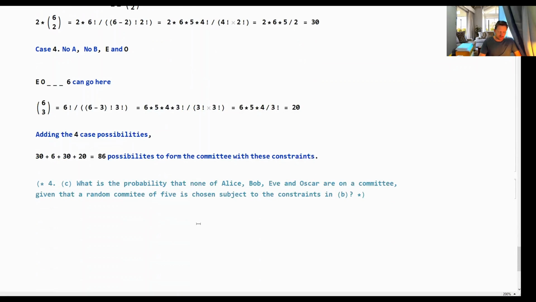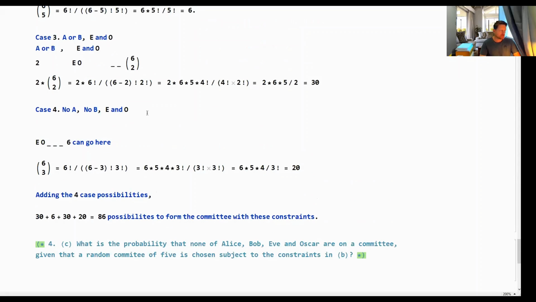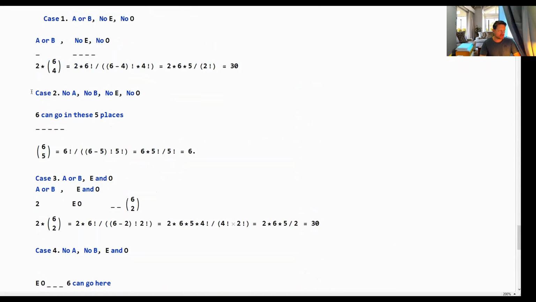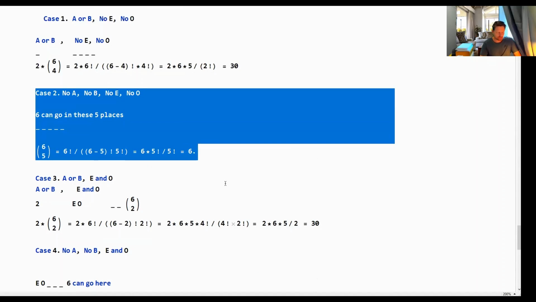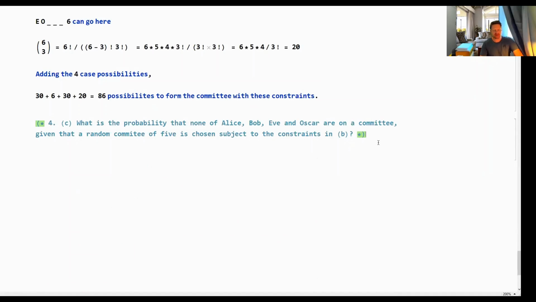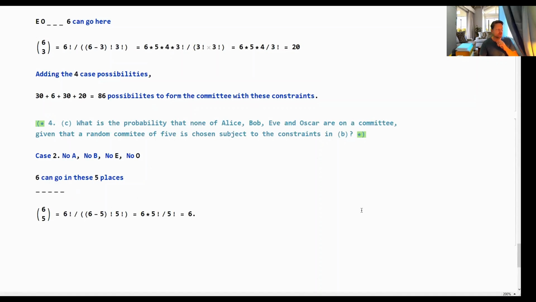Okay, good. So last question on here. What is the probability that none of Alice, Bob, Eve, and Oscar are on a committee given that a random committee of 5 is chosen subject to the constraints in part B? What we have to do is notice which case this refers to: none of Alice, Bob, Eve, or Oscar. That's case 2, so we just copy this and paste it right here. We have 6 ways to choose the committee without Alice, Bob, Eve, or Oscar.